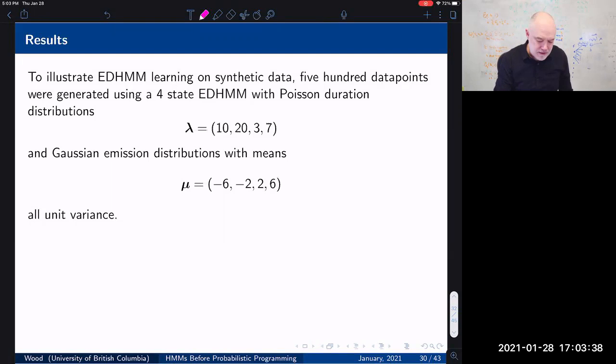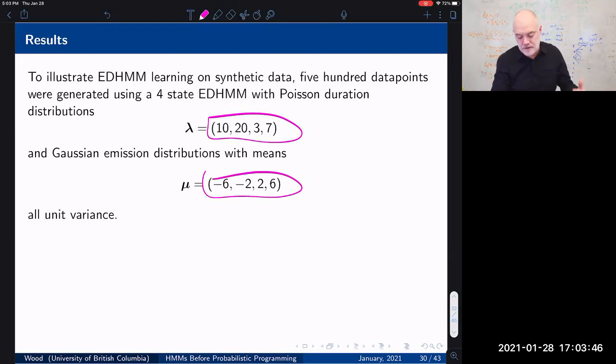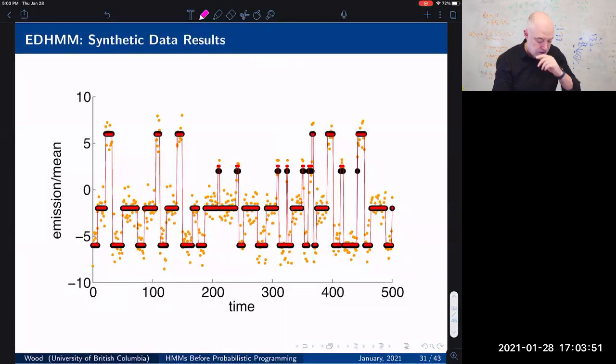Great. But at the end of the day, you can say, okay, we have 4 states with some characteristic dwell distributions. You have Gaussian distributions with means given by those parameters, all with unit variance. This is one dimension.